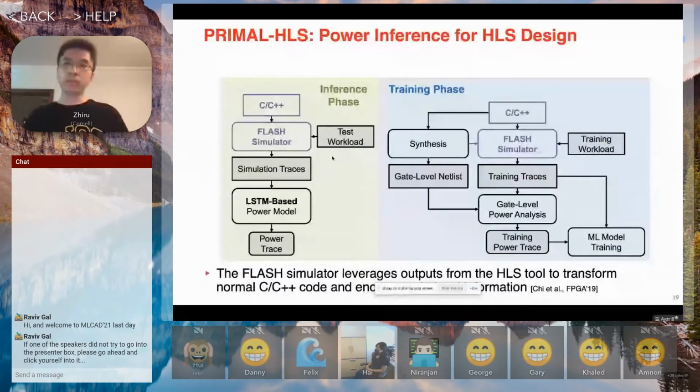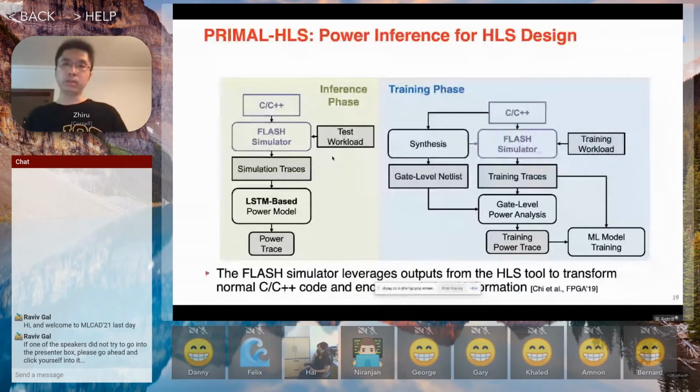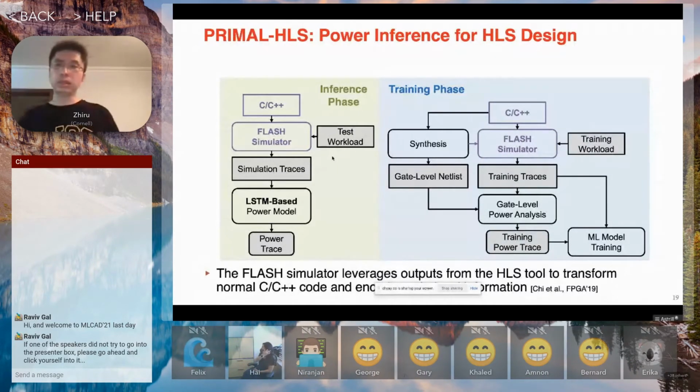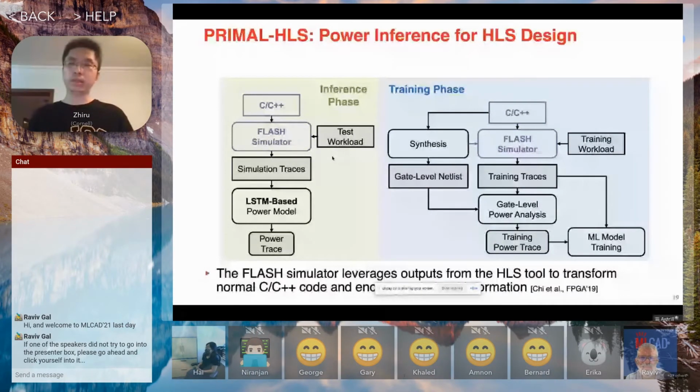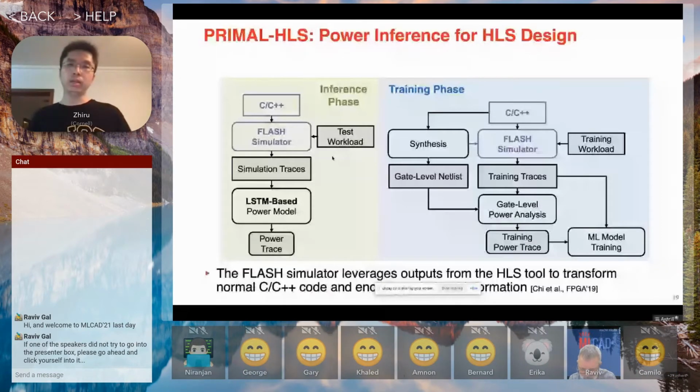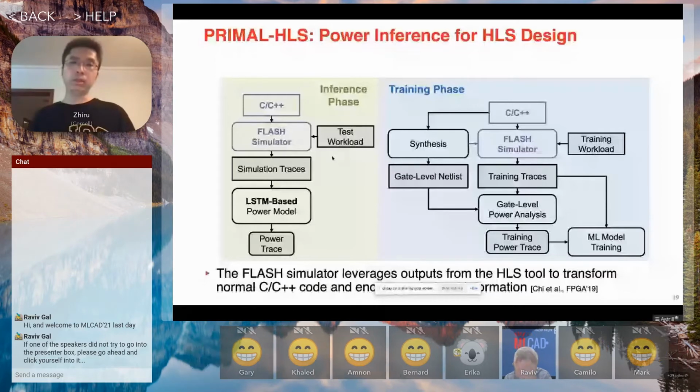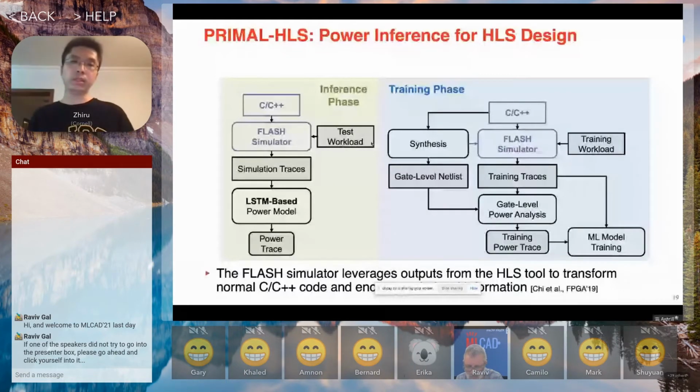This is PRIMAL. So there we are using RTL simulation, and then we feed the RTL traces to a power inference model based on ML, to do the prediction. Turns out that we can also further elevate the level of design abstraction. So if the design is generated or synthesized by HLS, we can also make use of the traces produced by some HLS simulator. So over here, we are using a simulator called Flash. This is a transaction-based cycle approximate simulator.